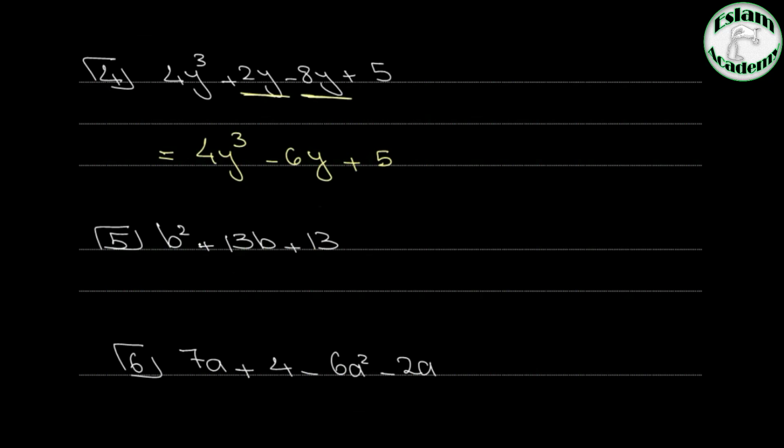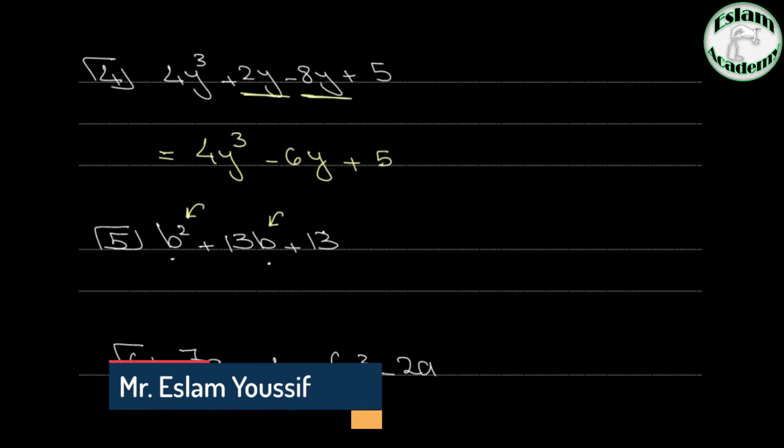For number 5, we have b squared plus 13b plus 13. The variable that we have is b raised to the power 2, and the second one is b without any power, which means it is raised to the power 1. So this expression is simplified.